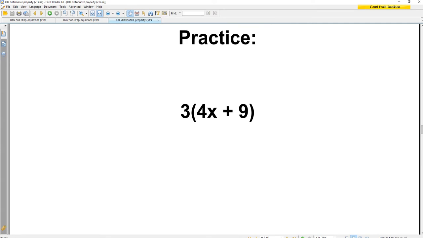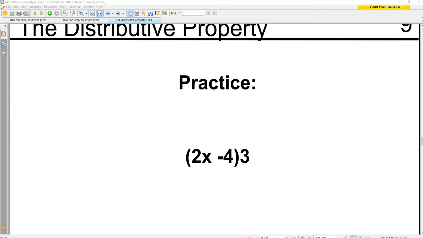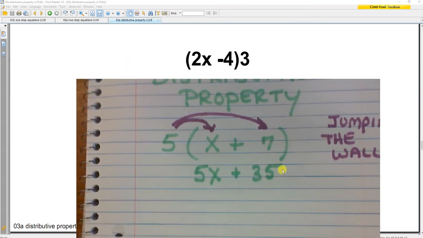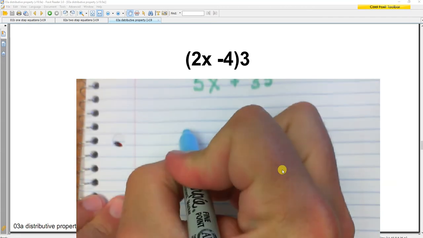I'll do this one. It does not have to be in your notes. Right? Jumping. 3 times 4 is 12 times the x. 3 times 9 is 27. Ooh, I know people get confused. This one is going to go into our notes. It's just a backwards jump, and you can do this: (2x minus 4) times 3.